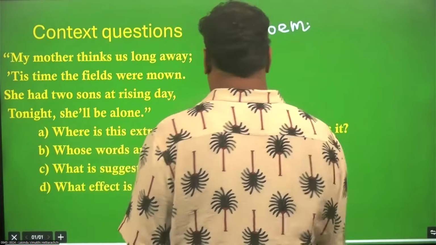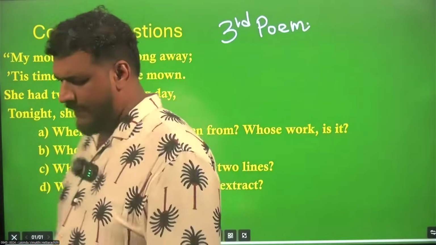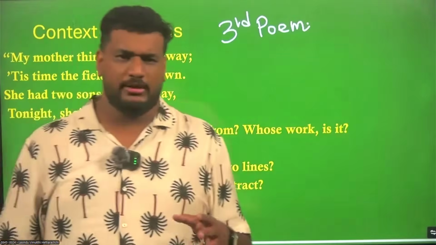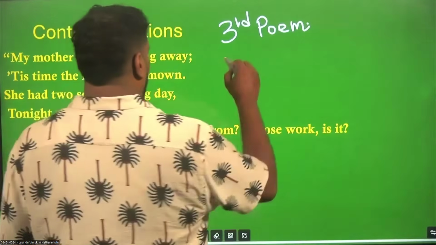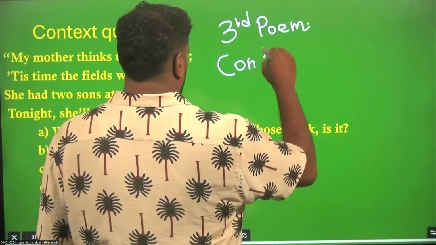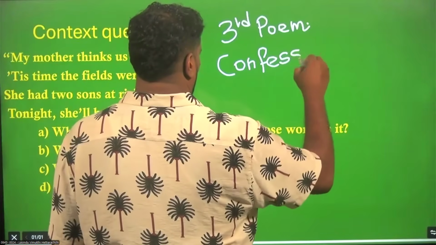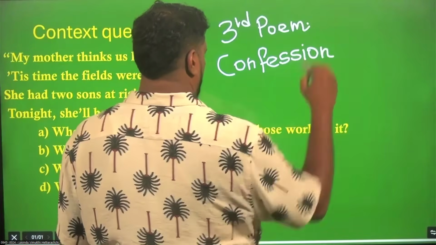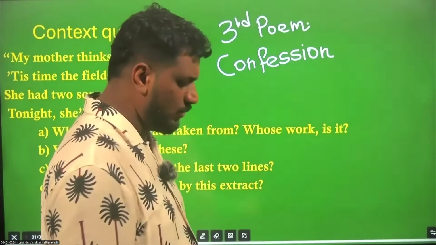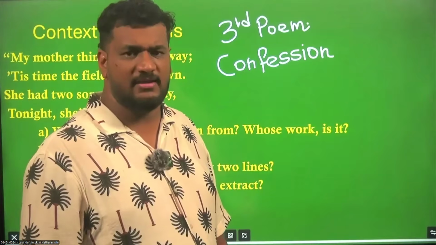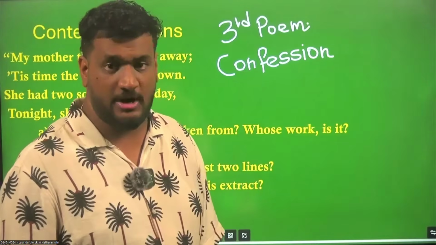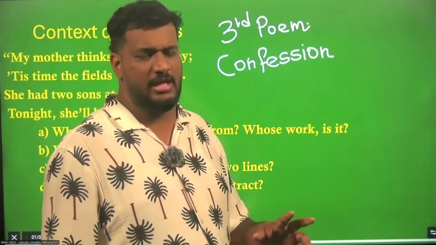This can be identified as the third poem. So here, basically what you have to realize is that this is known to be a confession. This entire poem is known to be a confession, where one brother has killed his own brother, and that particular brother is giving a confession. Try to understand my explanation very carefully, yeah?